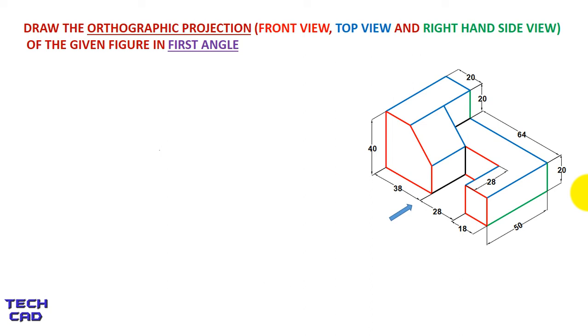Hello students, in this video we are going to understand how to draw the orthographic projection in first angle, or in other words, we are going to make the front view, top view and right hand side view of this particular figure which is shown on the right side of the screen, which is presently a 3D figure, and we are going to make 2D views of this particular 3D figure in first angle projection or in the first quadrant of engineering drawing or graphics.